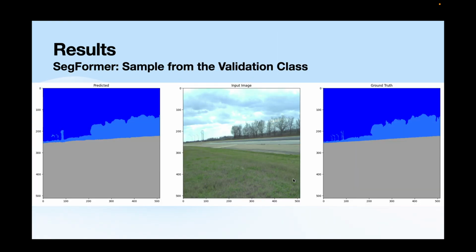You can see here one sample near the end of the validation run of the SegFormer model. You can see it does pretty well. It misses some of the light poles at the end, but it does a pretty good job overall.